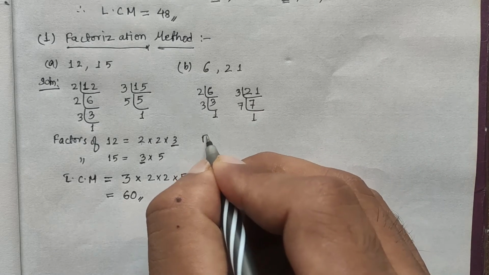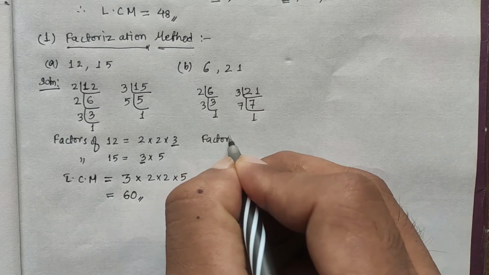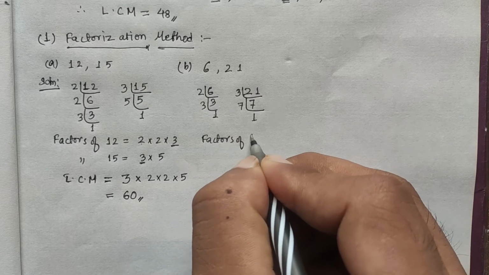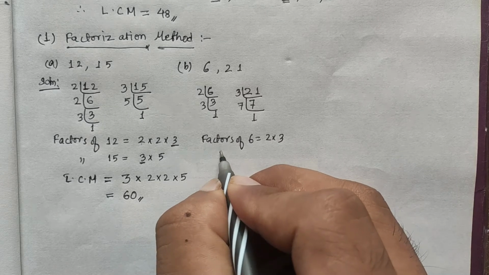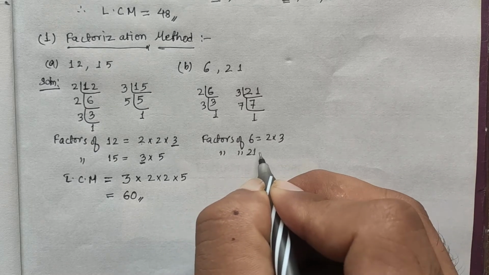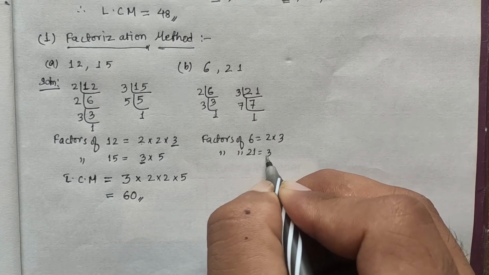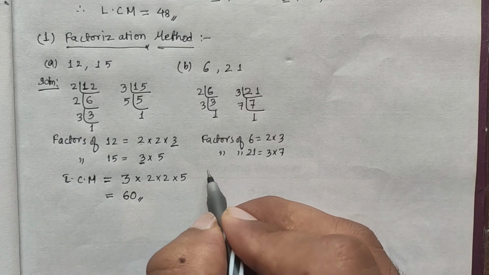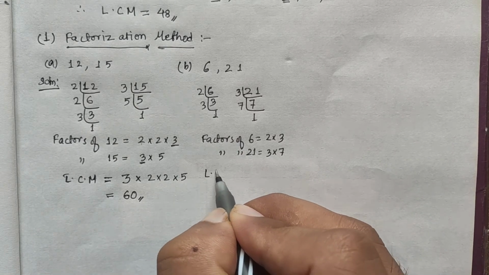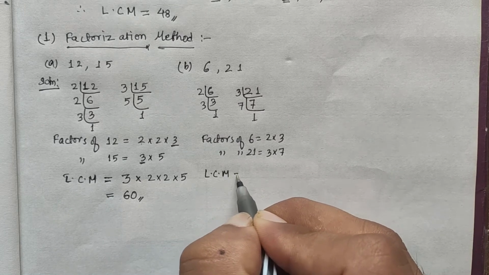And you can write the factors of 6 are 2 times 3, and factors of 21 are 3 times 7, isn't it? So what is the LCM? LCM of 6 and 21.